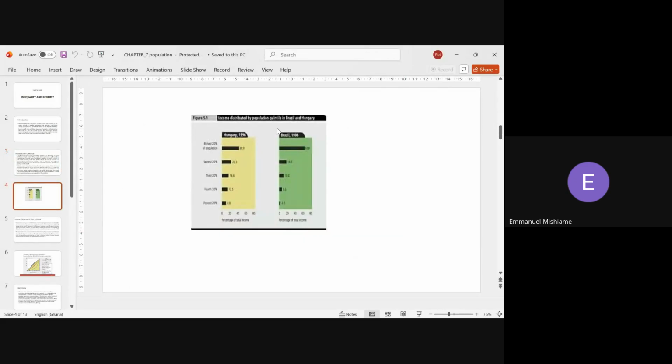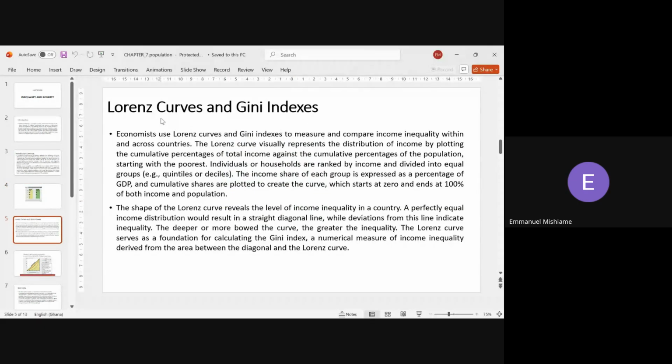So this image here, if you have your book with you, I think you should see it a little more clearly. You have the comparison between Brazil and Hungary, as we've looked at in the previous slide, in terms of the income distribution. All right. Now, there are two ways of measuring income inequality. There could be more, but today we'll look at two. Now, these two are linked, and later on we'll find out how and why they are linked. Now, economists use the Lorenz curves and the Gini indexes to measure and compare income inequality within and across countries.